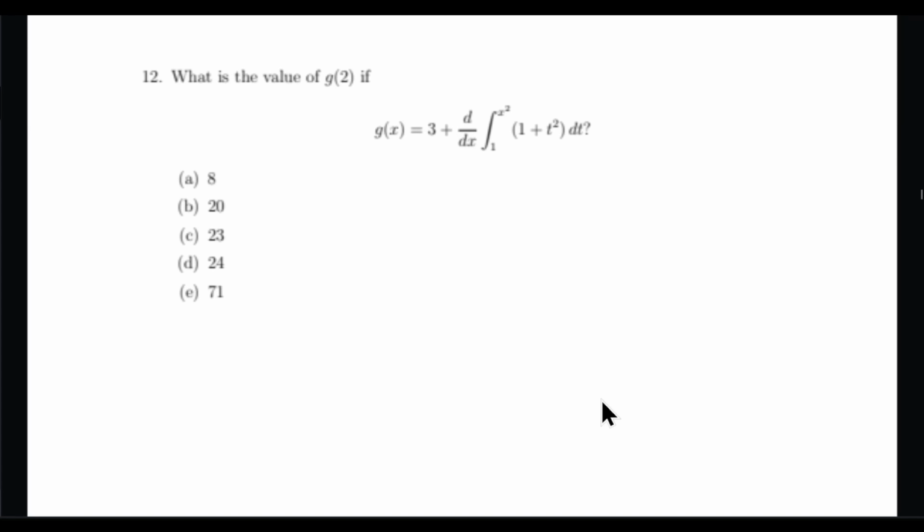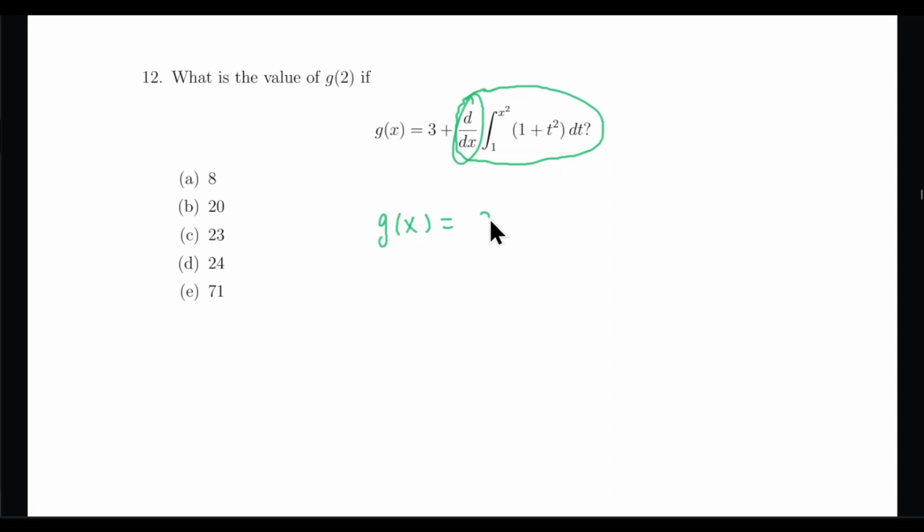Okay. What is the value of g of 2? In a way, I picked this question because sometimes you don't recognize that this is also FTC1. Because d over dx is, after all, finding the derivative of that thing, right? So this is the FTC once again, FTC1.